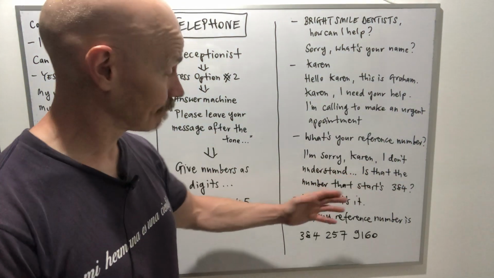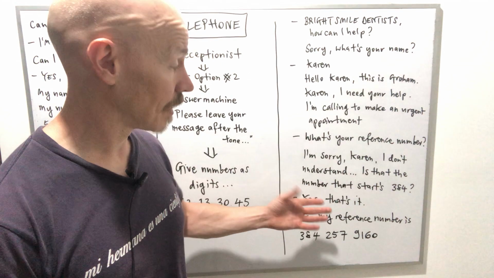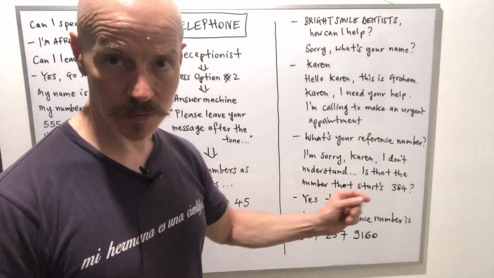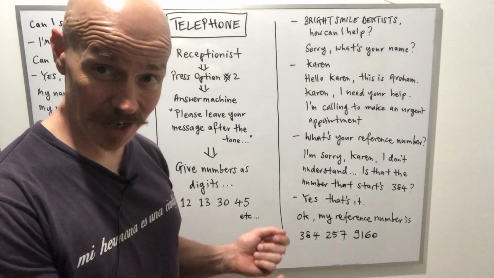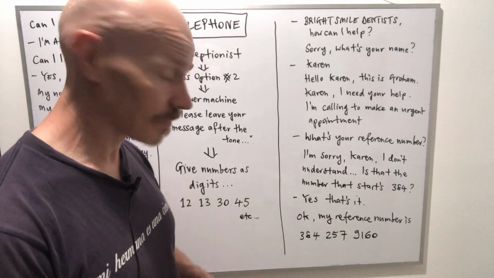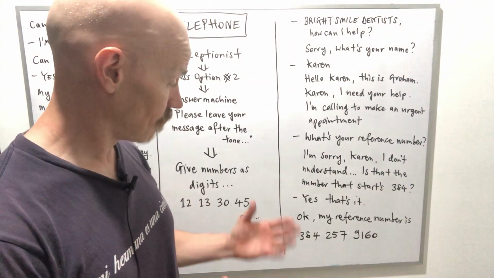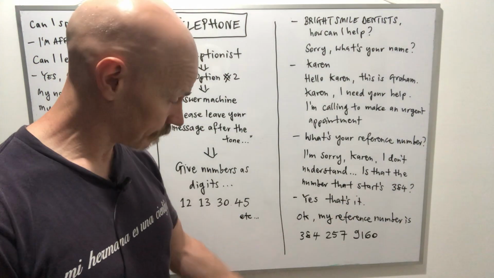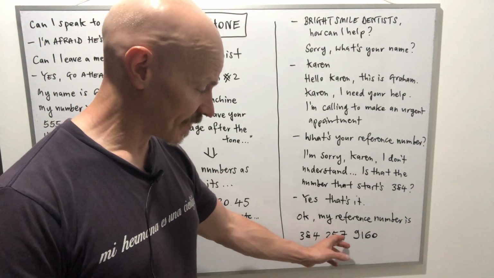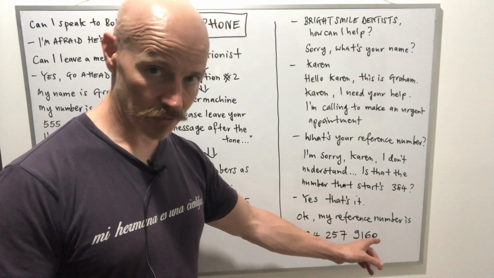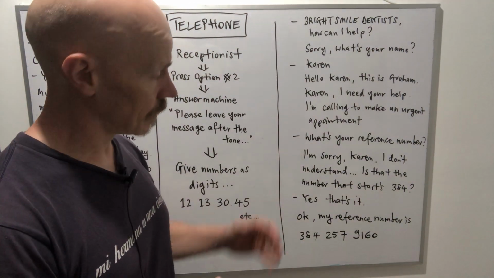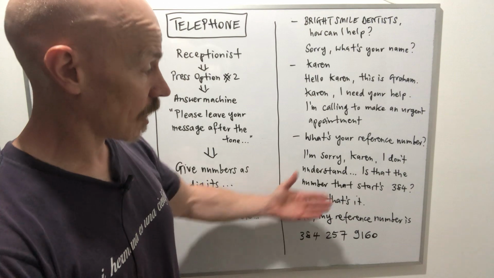I'm sorry, Karen, I don't understand. Is that the number that starts 384? Because maybe on my piece of paper I can see lots of different numbers. I need to check which one it is. So is that the number that starts 384? Yes, that's it. Okay, my reference number is, and again we give it as digits, 384-257-9160. Much clearer. Yeah.